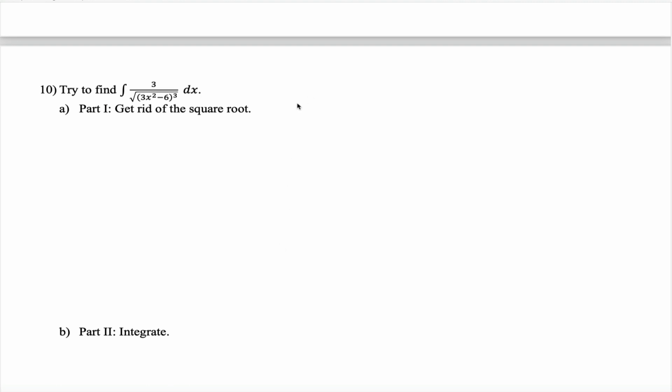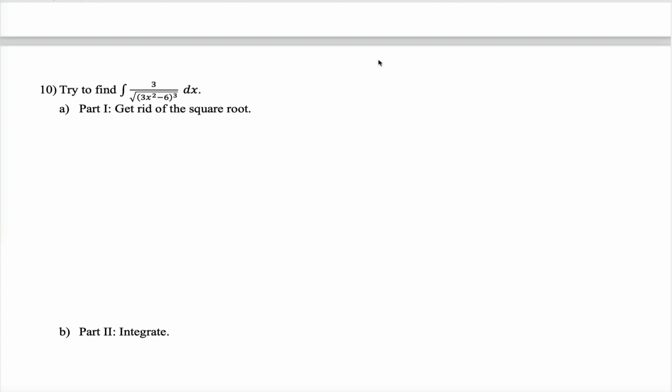All right, our last trig sub example. We're supposed to integrate 3 divided by the square root of 3x squared minus 6 cubed. How would you know this is a trig sub example? Because you see this square root sign with the different terms underneath the radical. It's almost x squared minus some number. You just have this coefficient here kind of getting in the way.